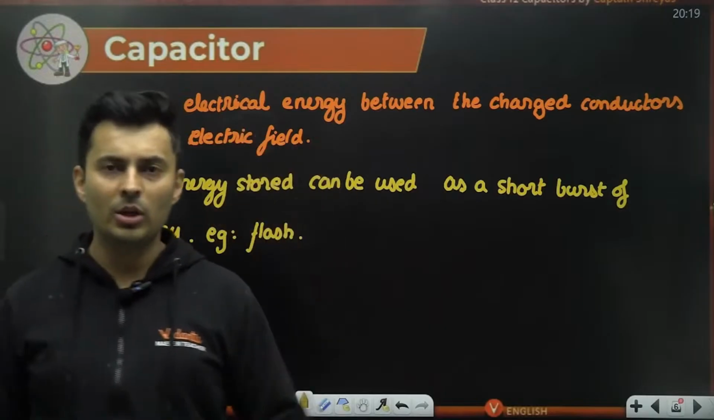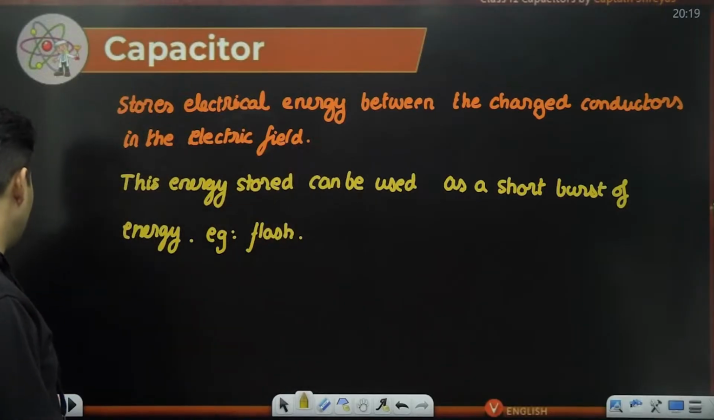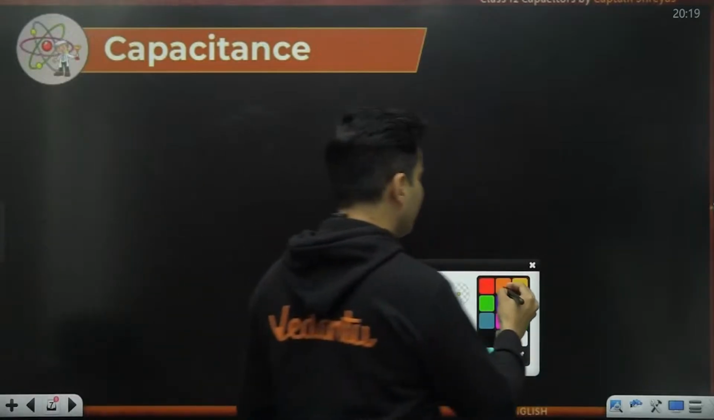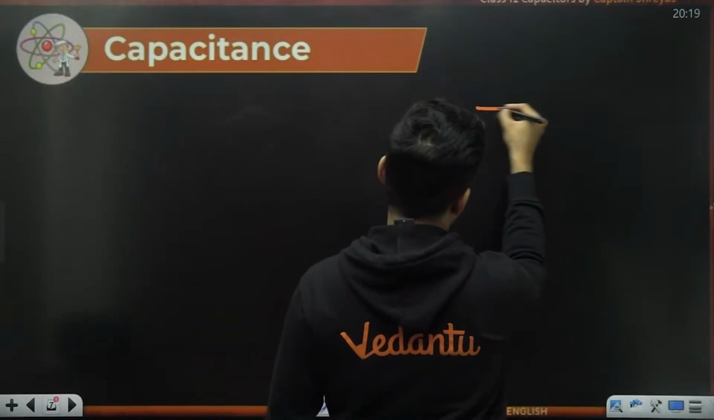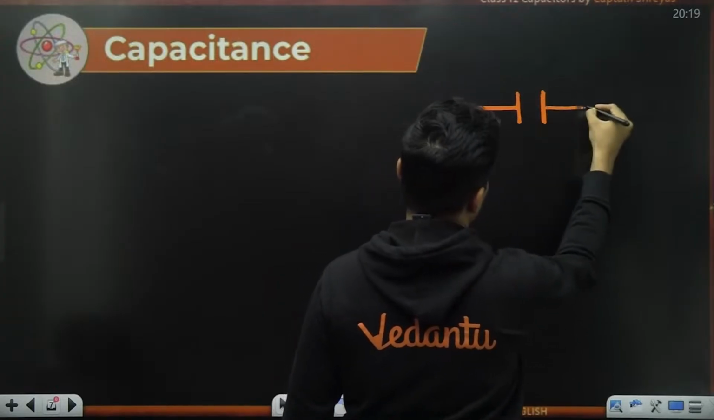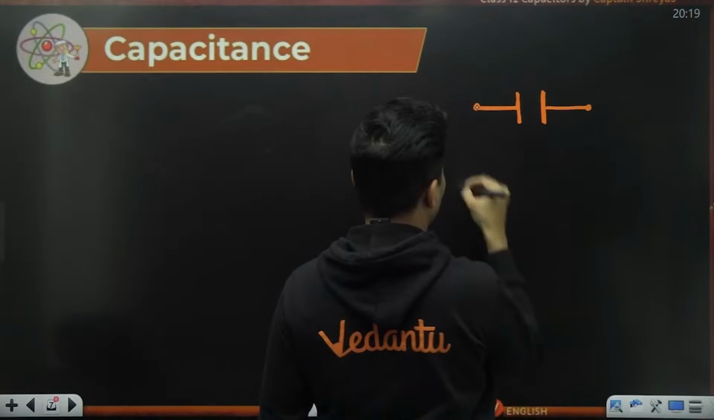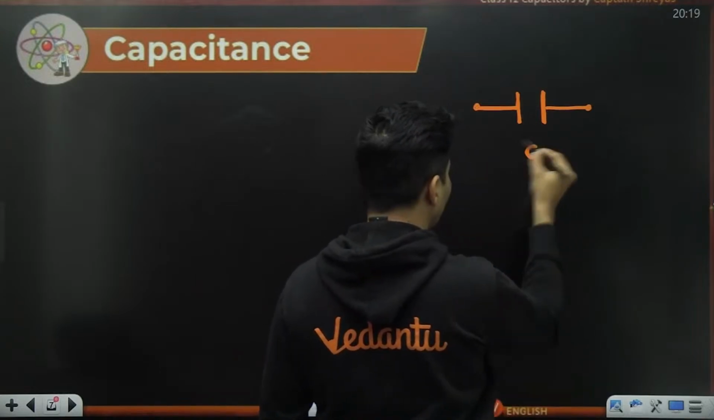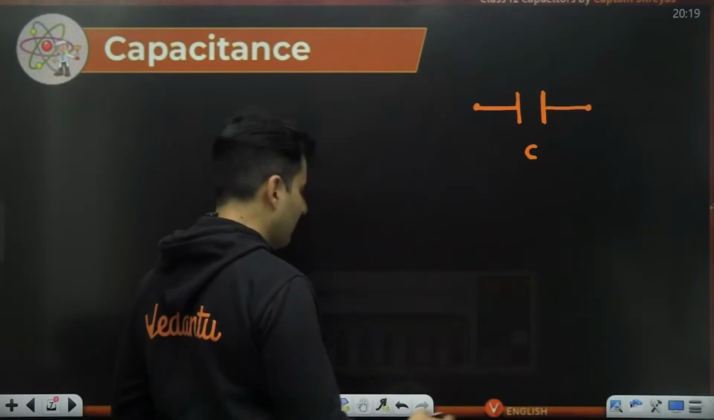How many of you are now able to visualize what a capacitor is, what it does, and how it behaves exactly? So what is the symbol of a capacitor? By the way, the symbol of a capacitor is like this. You show two conducting plates, and these are the two terminals of a capacitor. So that's the simple symbol, and the capacitance is C. Okay, so how do I define capacitance?